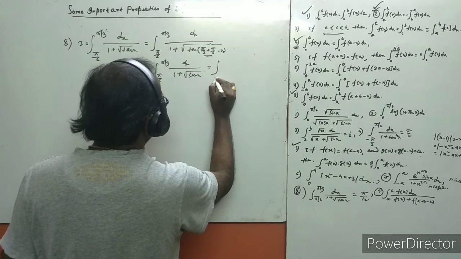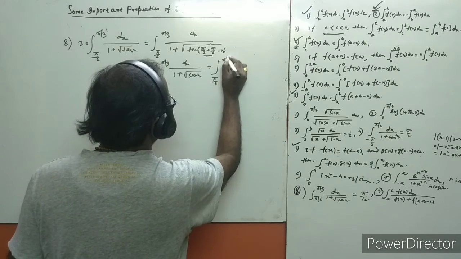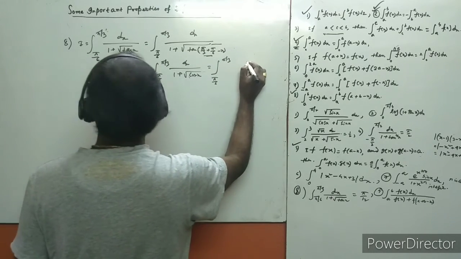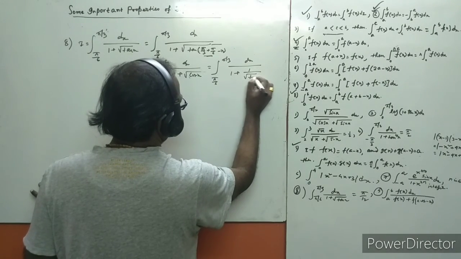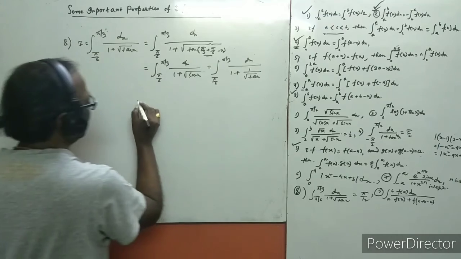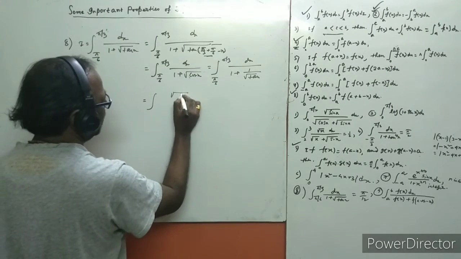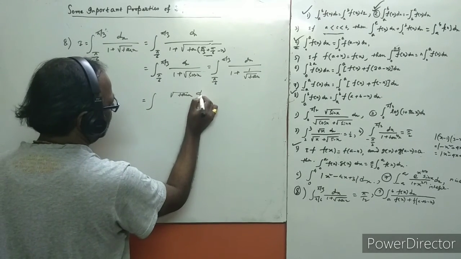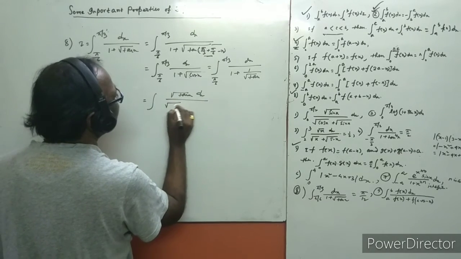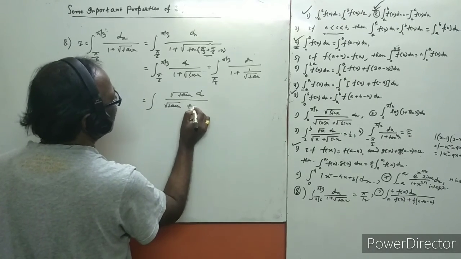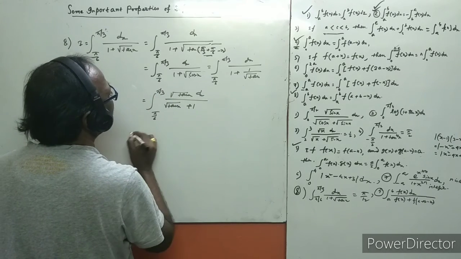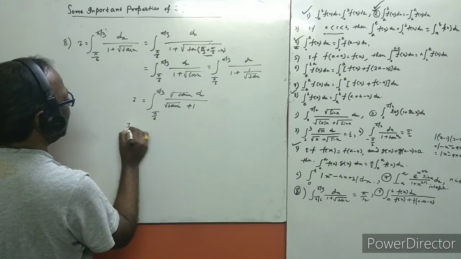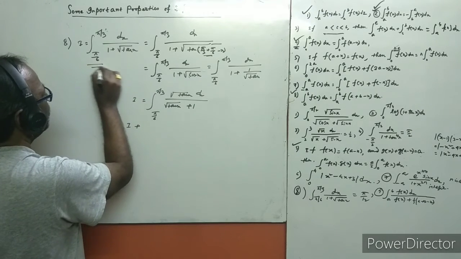Again, this is pi by 6 to pi by 3, and 1 plus 1 by root tan x. Take the LCM, and then we get root tan x dx by root over tan x plus 1, from pi by 6 to pi by 3. Okay, and this is I. So again we add it to this.